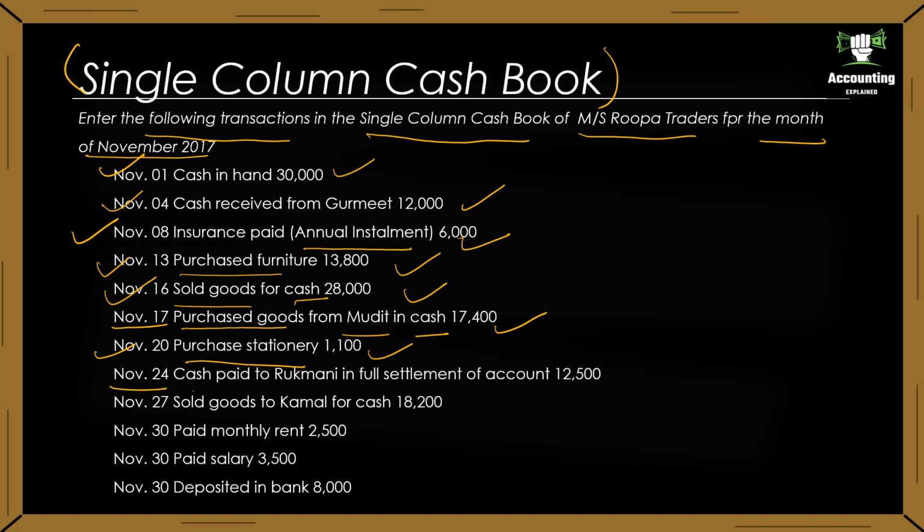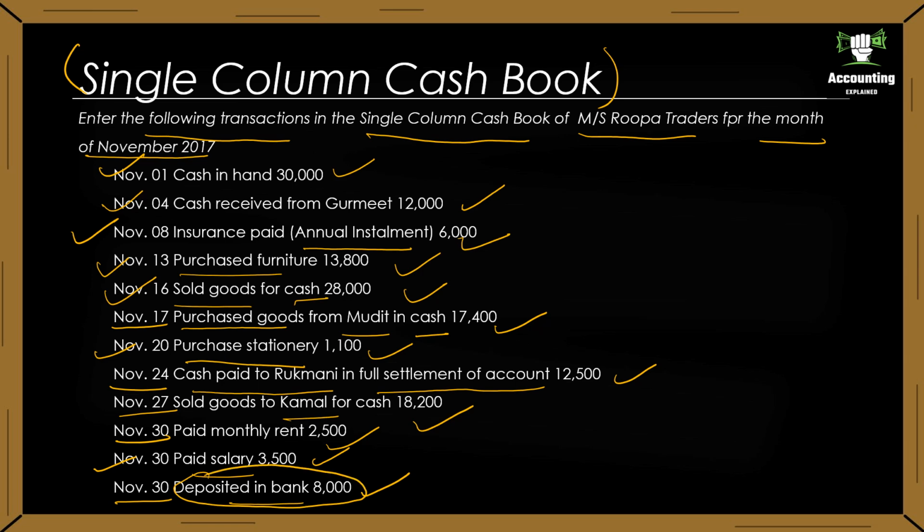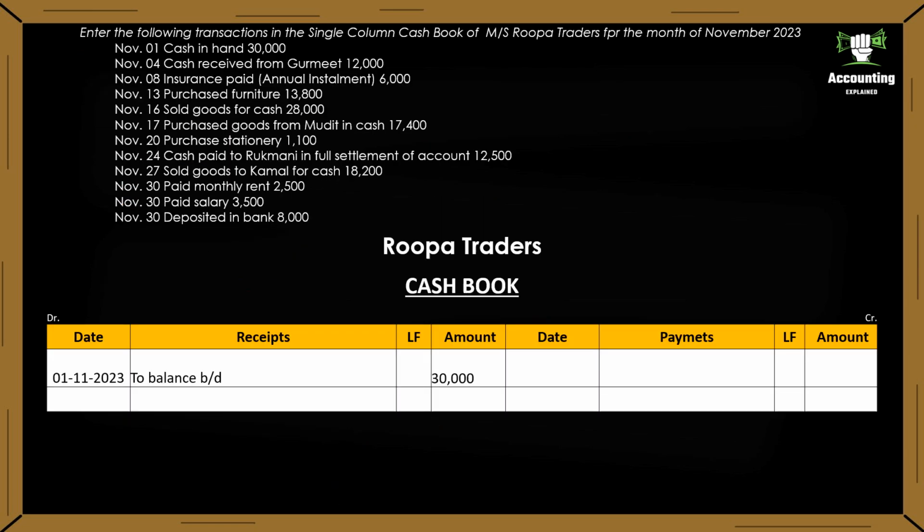Number 24, cash paid to Rukmani in full settlement of account 12,500. Number 27, sold goods to Kamal for cash 18,200. Number 30, paid monthly rent 2,500. Again Number 30, paid salary 3,500. Number 30, again deposited in bank 8,000. This means deposited cash in bank, rupees 8,000. The solution to the problem is as follows.